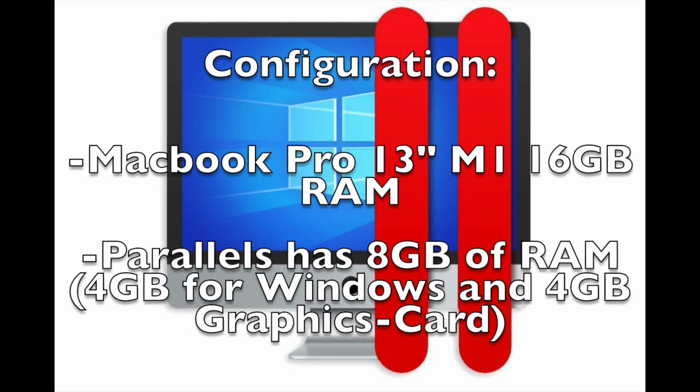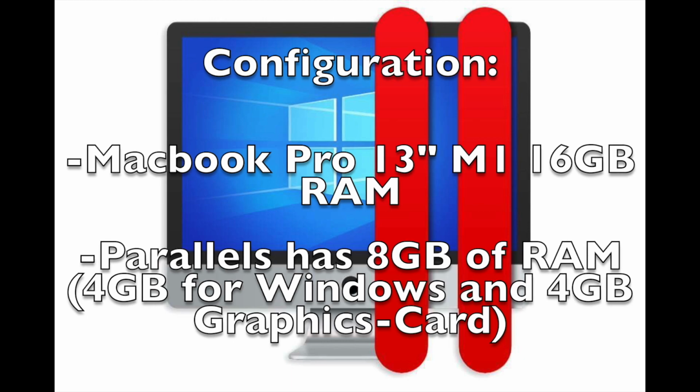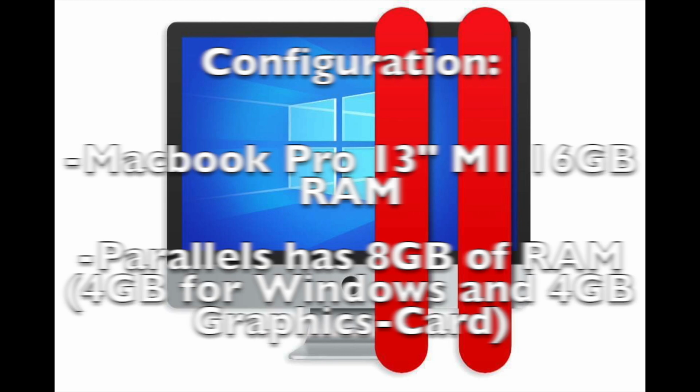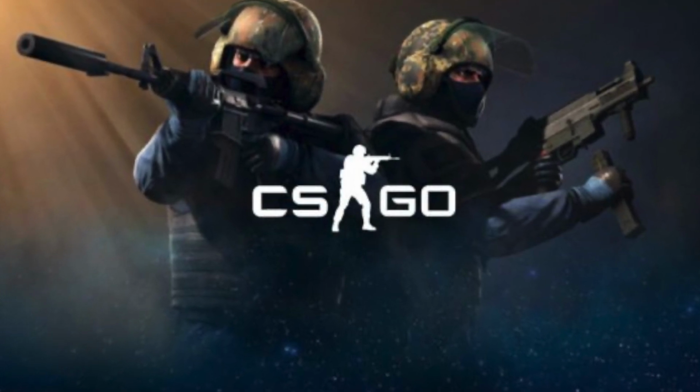But anyways, let's come to my configuration. I'm going to be using my MacBook Pro 13-inch with 16GB of RAM, and I'm going to give 8GB of RAM to Parallels. That means it's supposed to have 4GB for Windows and 4GB for the graphics card, because they share the memory. So let's get straight to CSGO.